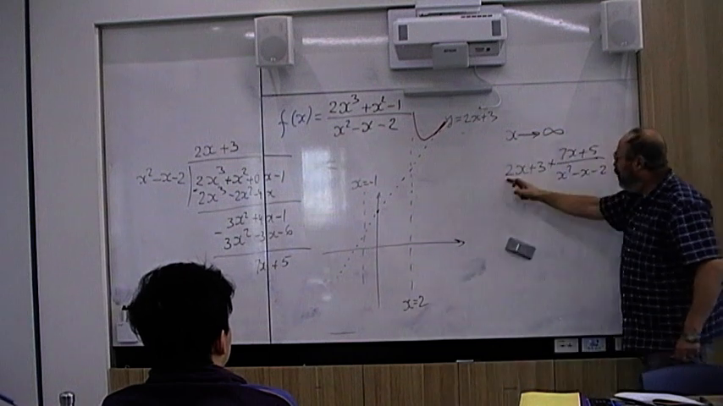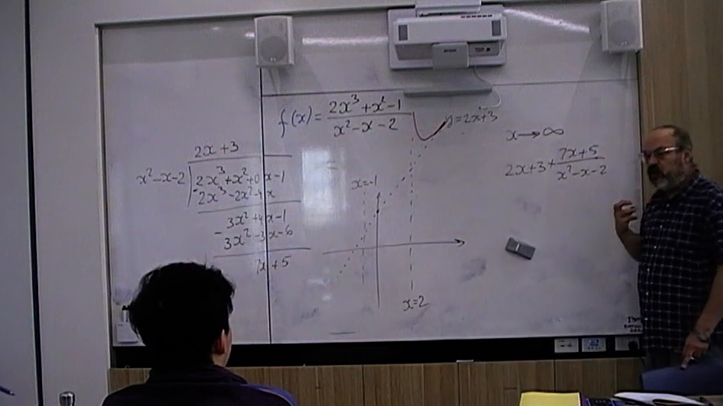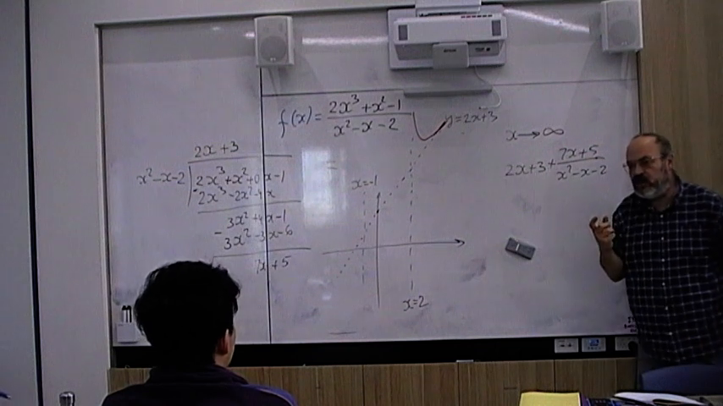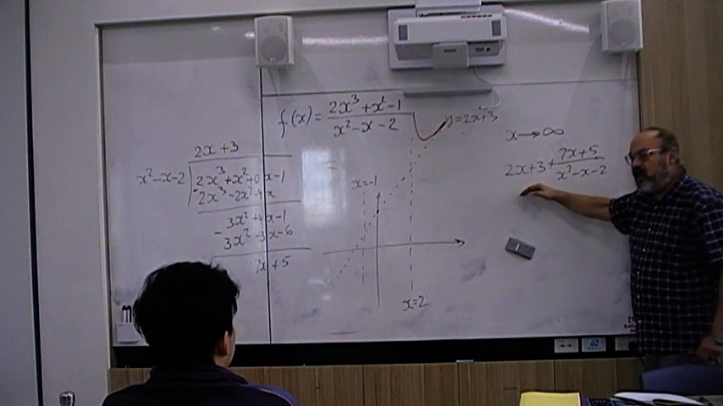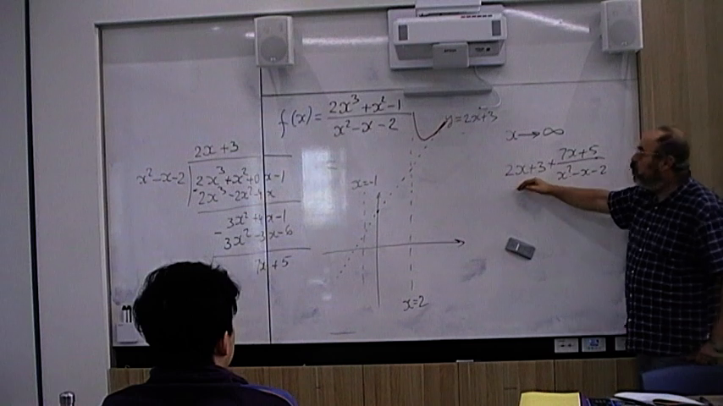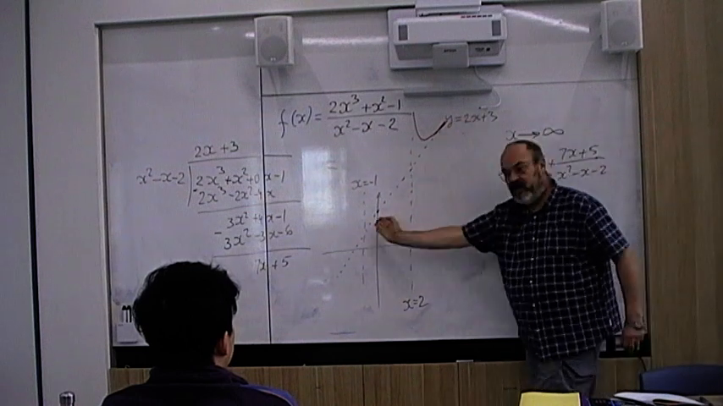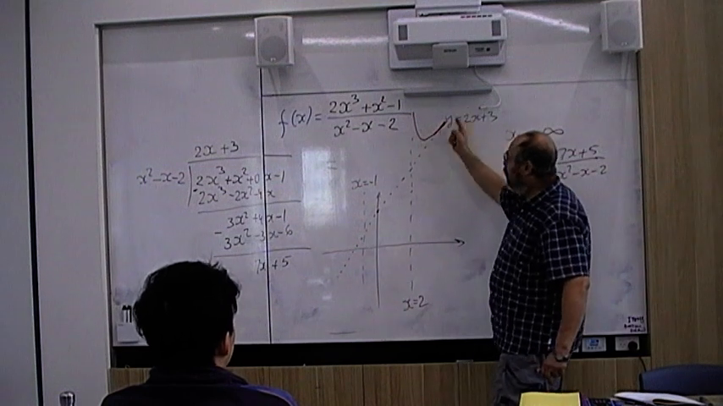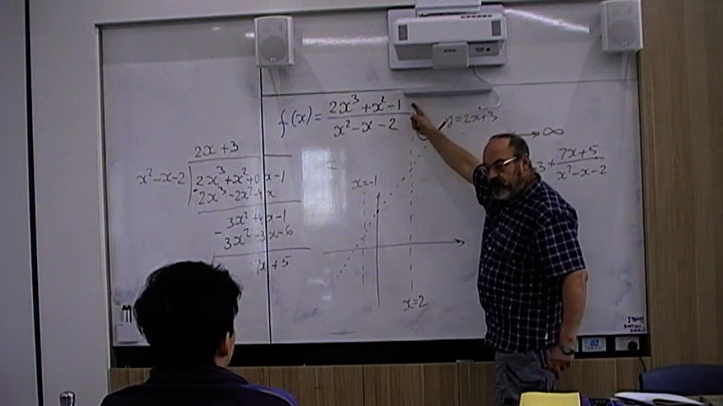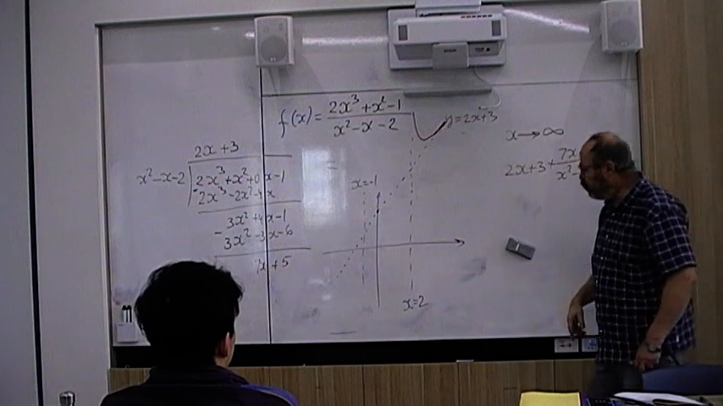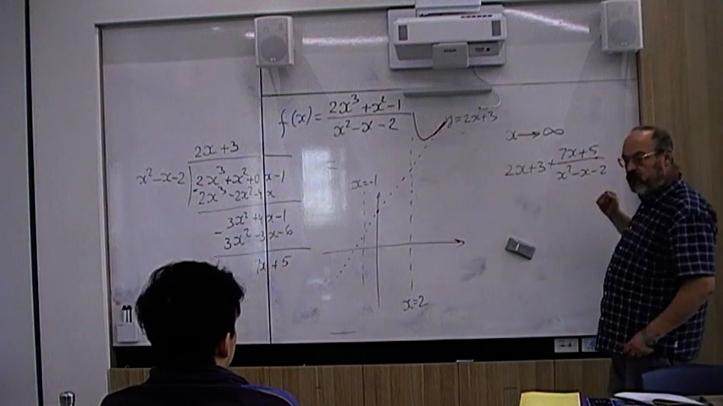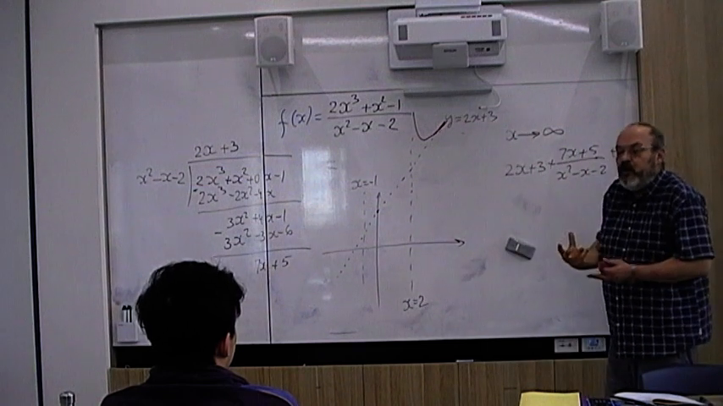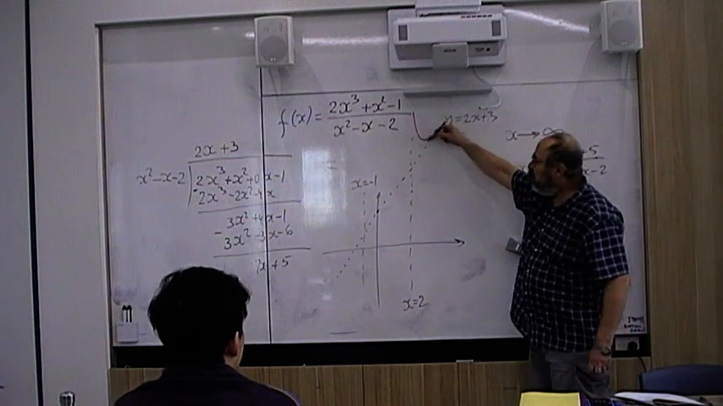Because this is not 0. It's very small. It's approaching 0, but we're still adding something to 2x plus 3. So this line has to be above 2x plus 3. Then here it should go to infinity as well, because when x is approaching 2, this is approaching infinity. So the only possible way is to have a shape like this.